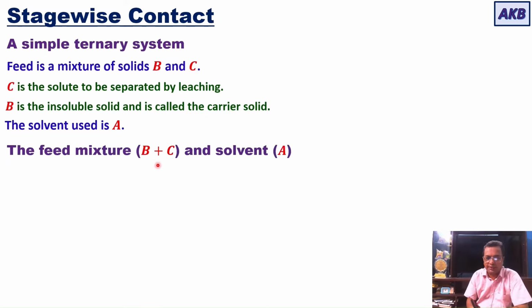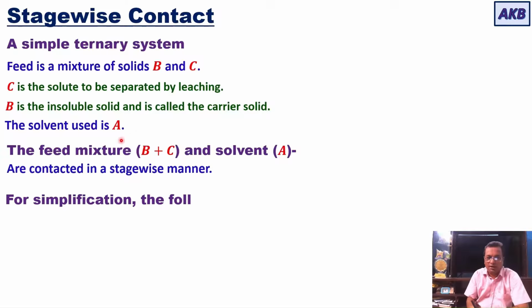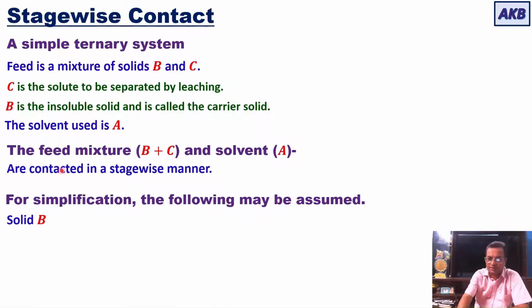The feed mixture, that is B plus C, and then solvent A, they are contacted in a stage-wise manner. In order to simplify the analysis that is involved, you can make a few assumptions. Which are these assumptions? You can assume that solid B is not soluble in solvent A. Only the solute C is soluble in solvent A.